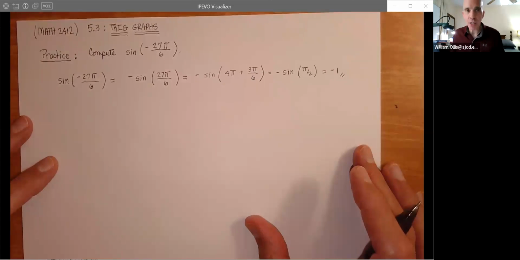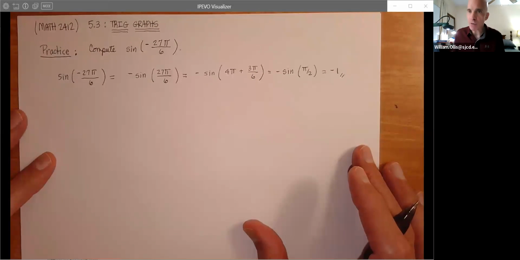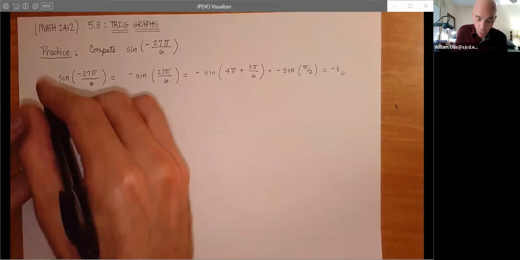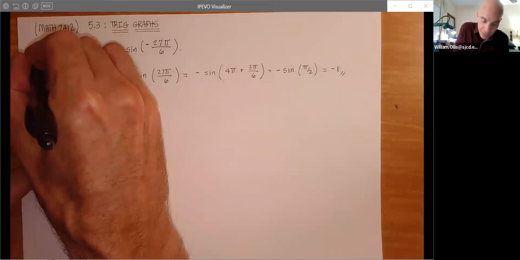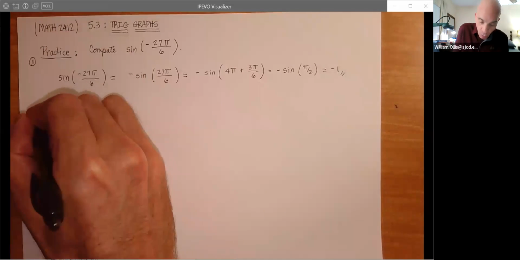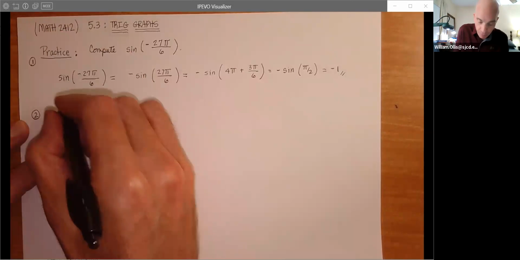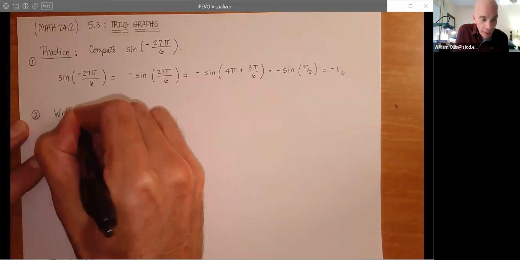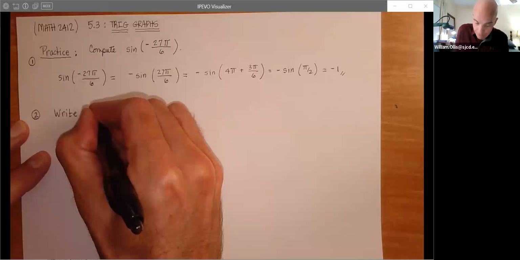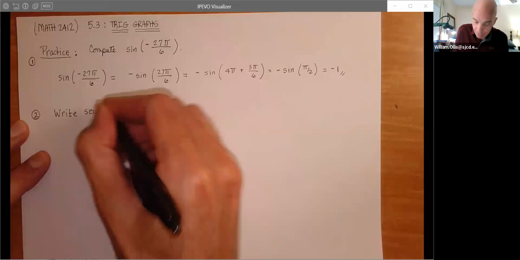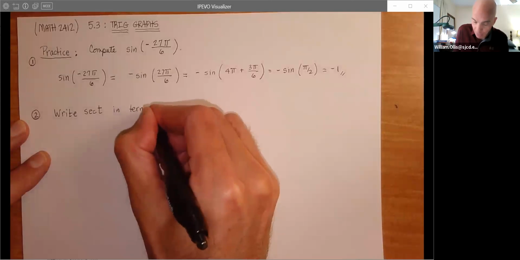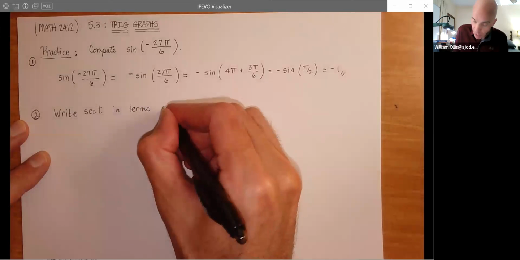Now, before we actually write down the trig graphs and talk about new parent functions of cosine and sine, I want to do one more algebraic expression. So this was practice number 1. I want to do one more algebraic expression. So I want us to write secant t in terms, this is like your WebAssign problem, in terms of cotangent.